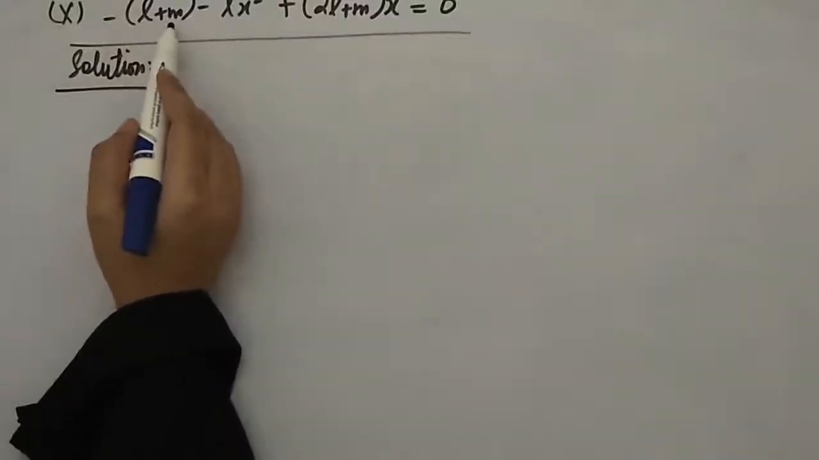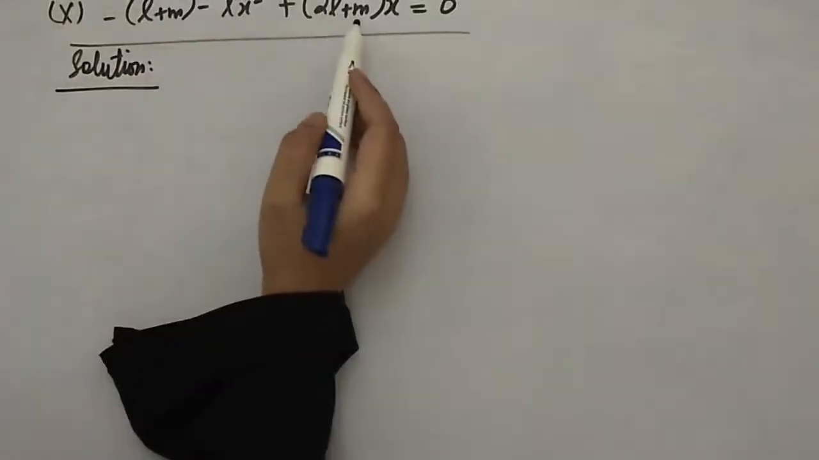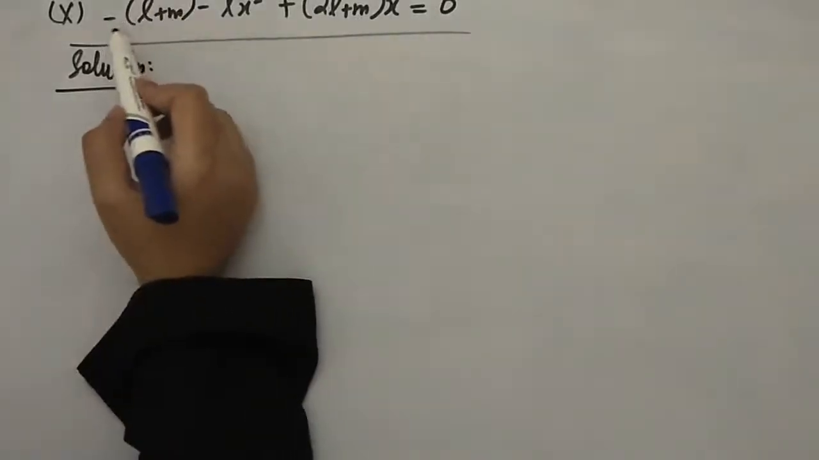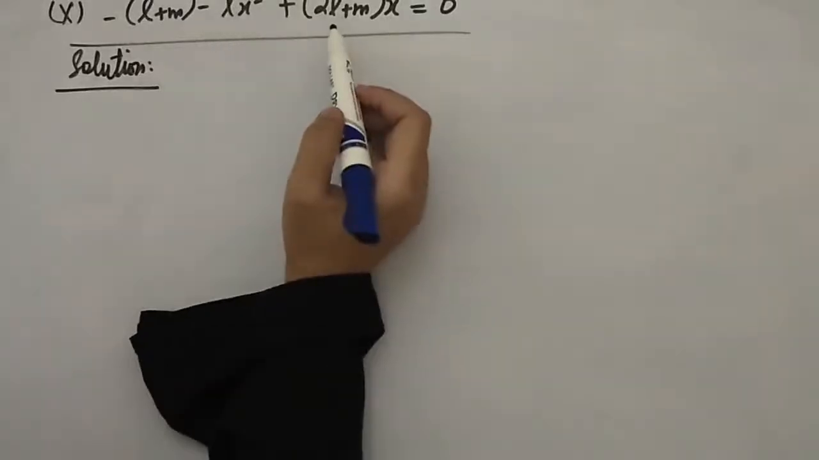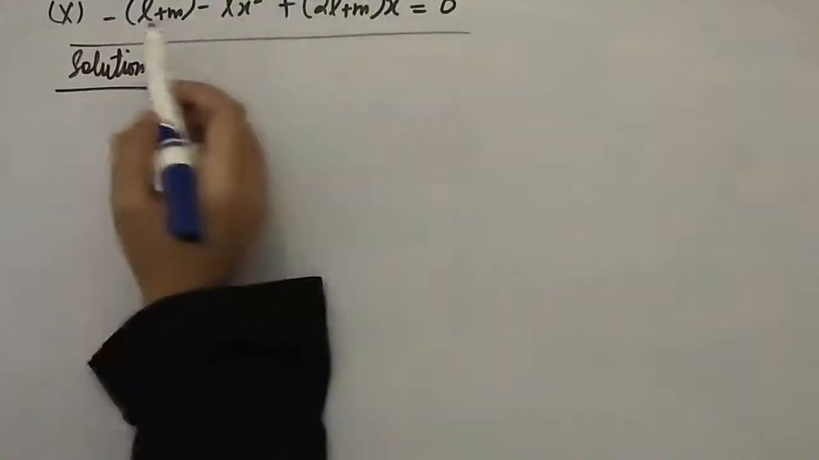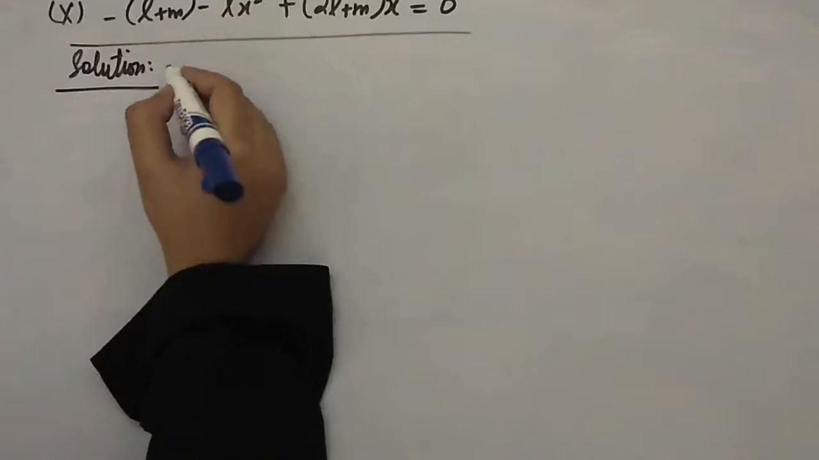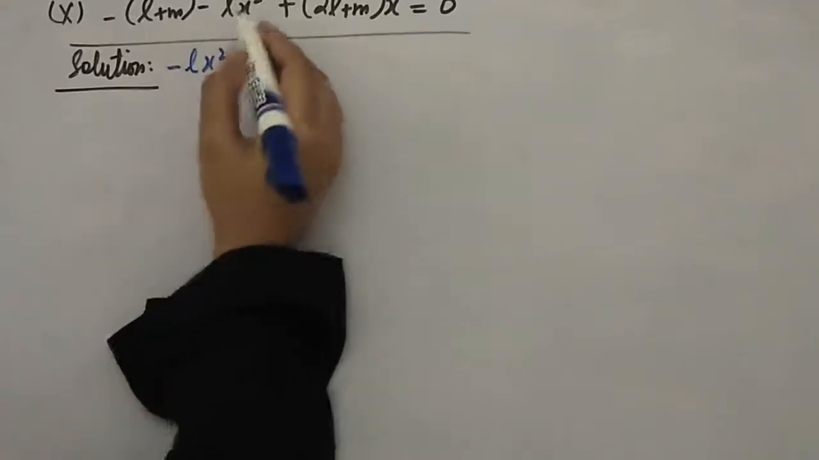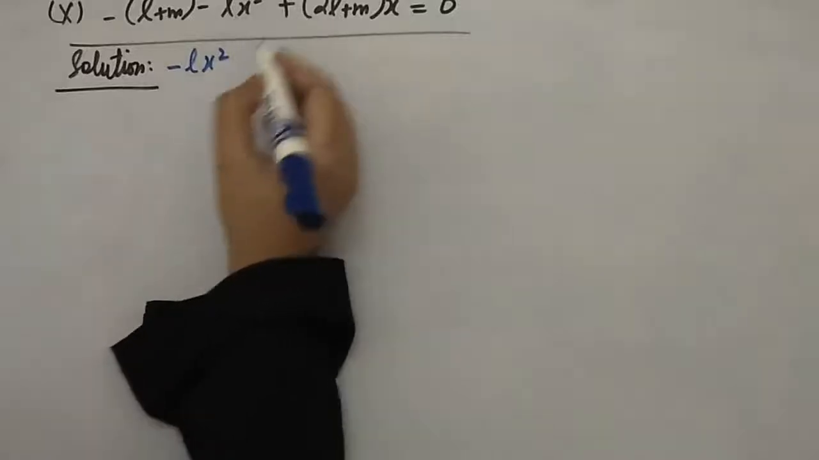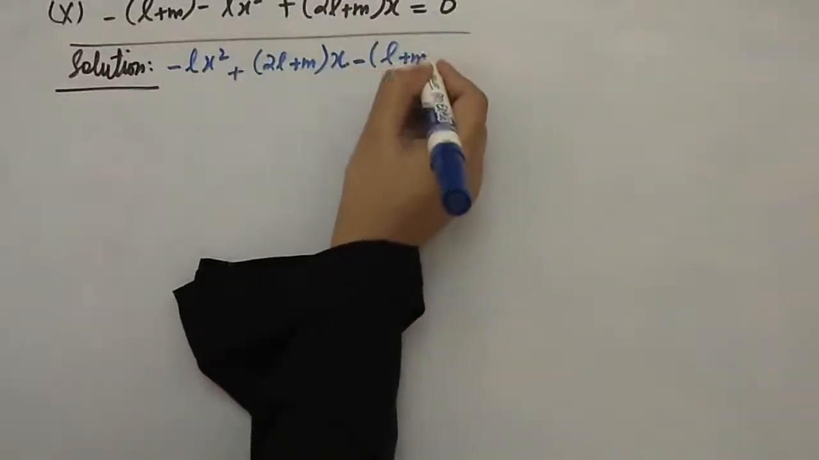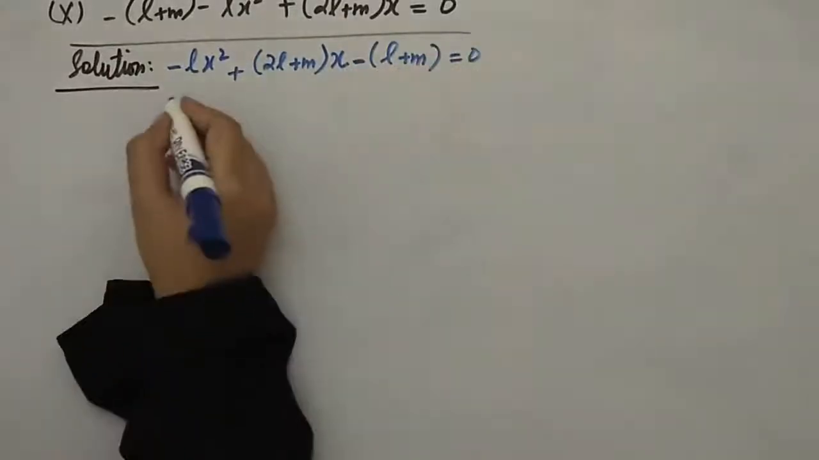Minus l plus m minus lx square plus 2l plus m into x. अब कुछ स्टूडेंट्स क्या करते हैं कि वो इसको a कंसिडर कर लेते हैं, इसको b, इसको c. बट you have to check where is x square, where is x and where is a constant. So we are going to arrange it into the standard form. So minus lx square must be the first term, then plus 2l plus m x, then minus l plus m equal to 0.